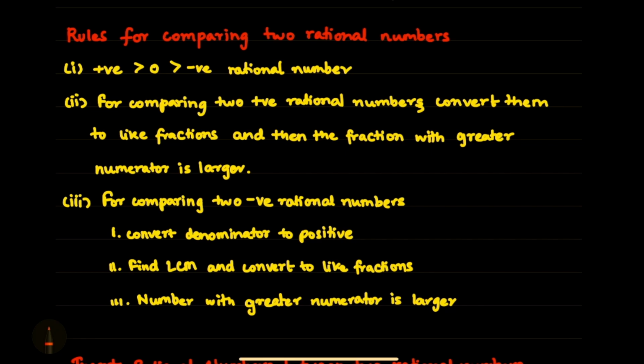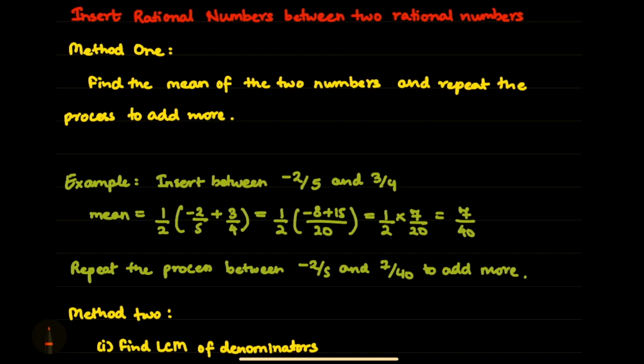Once we understand how we can compare two rational numbers, we need to work on how to insert rational numbers between any two rational numbers. The first method is to find the mean of those two numbers. In order to insert a rational number between minus 2 by 5 and 3 by 4, we find the mean of minus 2 by 5 and 3 by 4, which comes out to be 7 by 40. Hence, 7 by 40 is a number which lies between these two numbers.